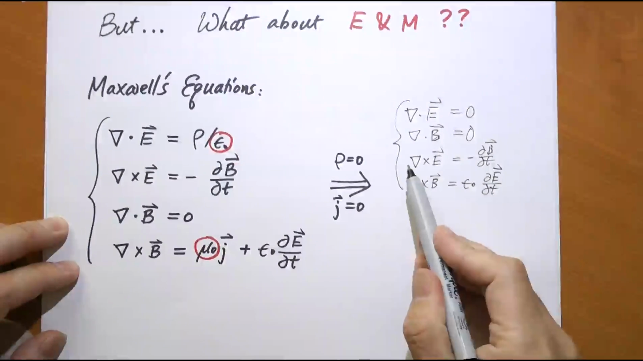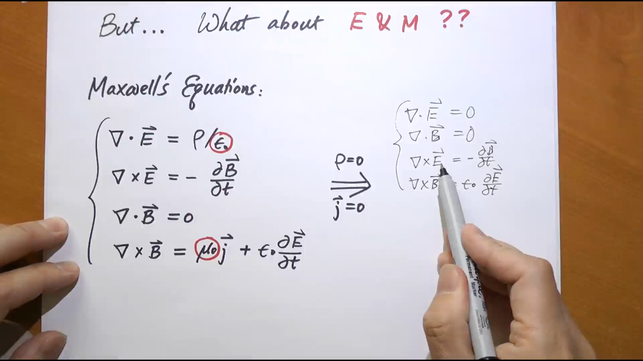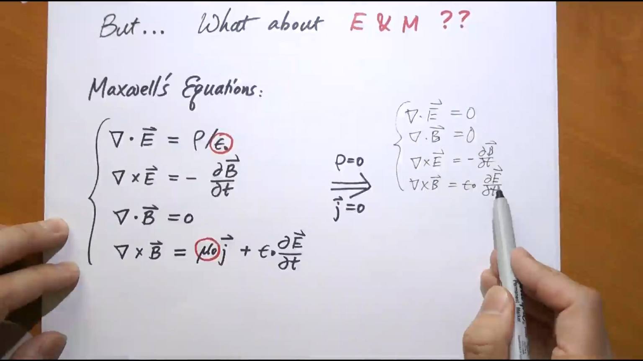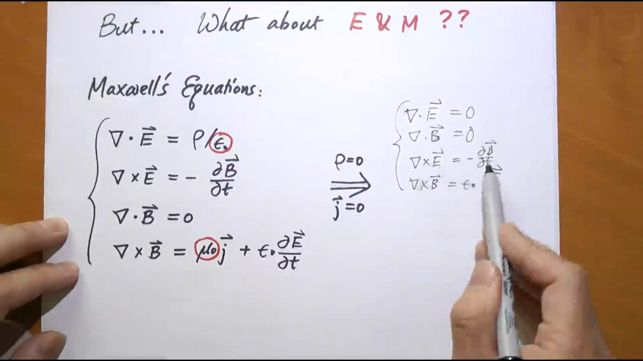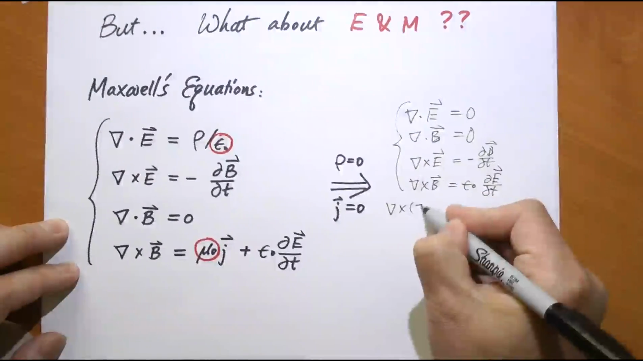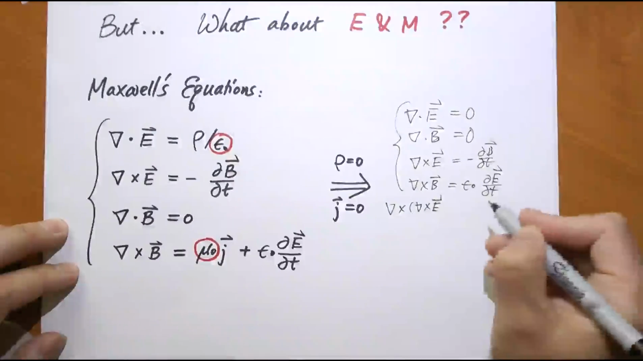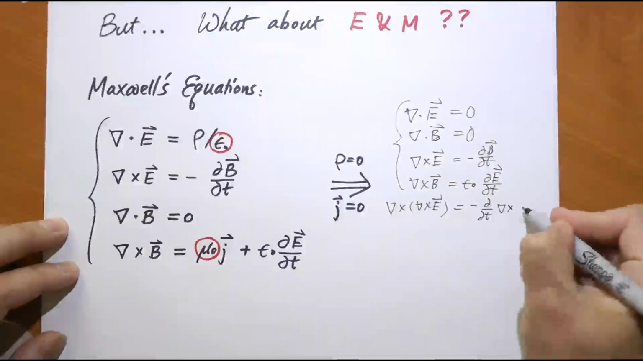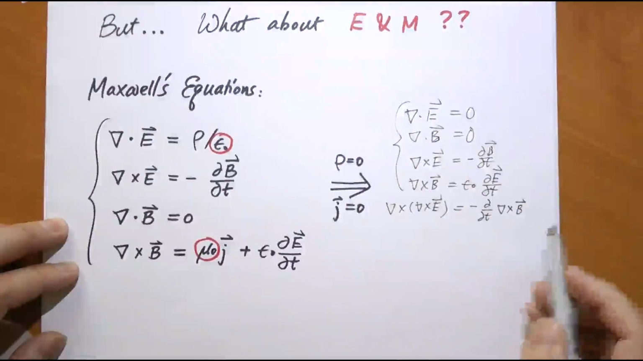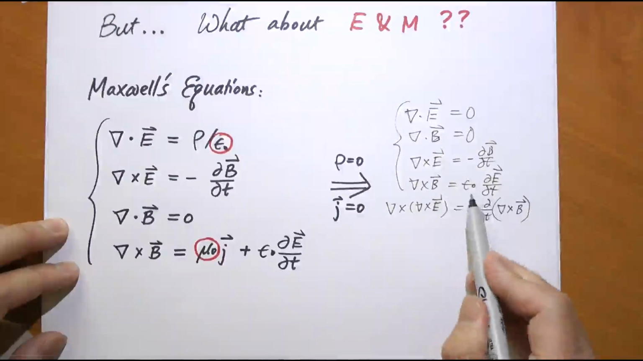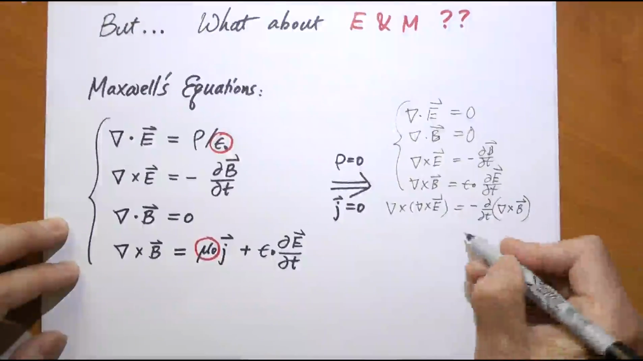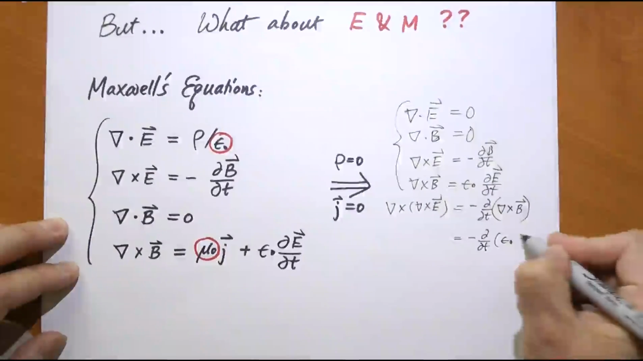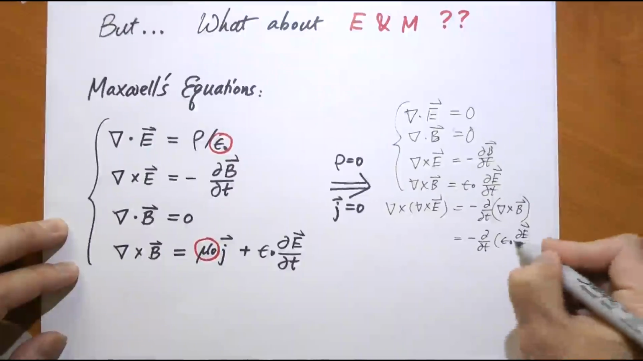Okay, for example, if we take this E here, I want to eliminate B. How do I do that? I notice that gradient cross B equals something, a function of E. So I can take gradient cross on both sides. So I get gradient cross gradient cross E, and that equals negative partial t of gradient cross B, right? I just take gradient cross on both sides. But this gradient cross B can be replaced with epsilon naught partial E partial t. So this is negative partial t, epsilon naught partial E partial t.